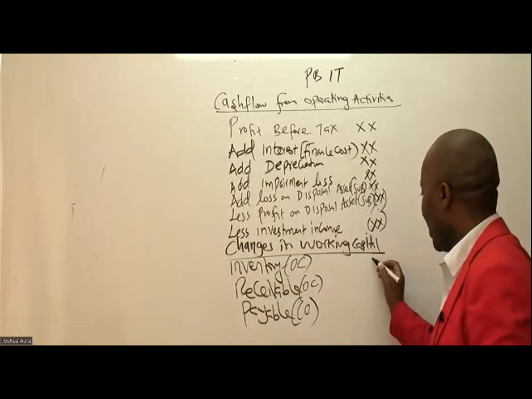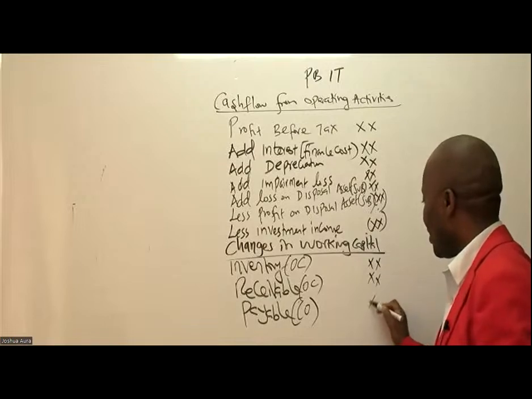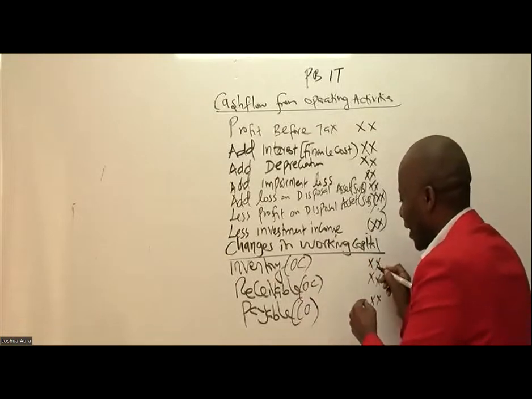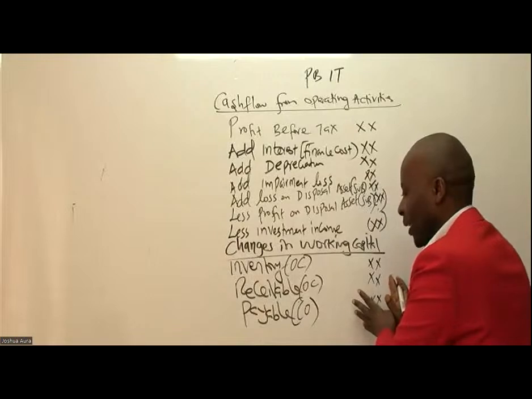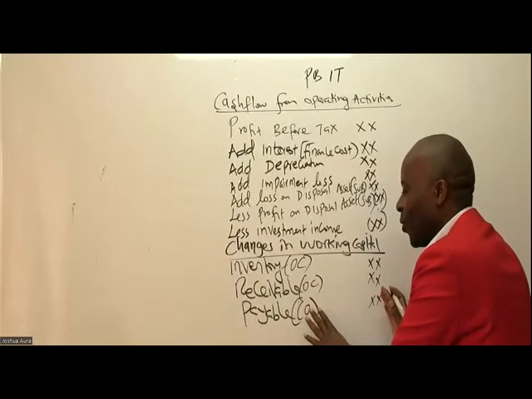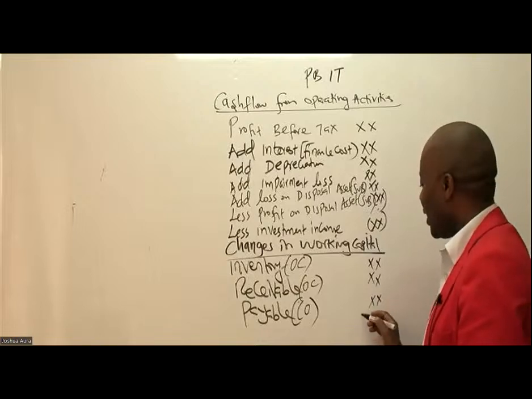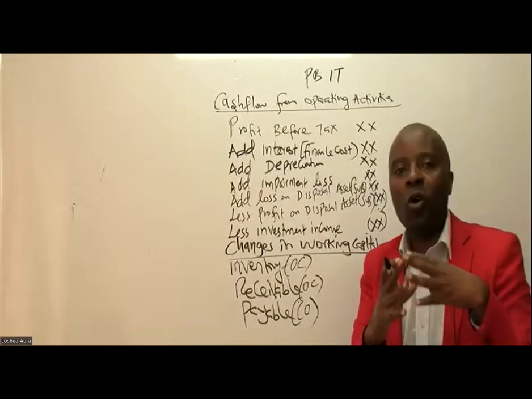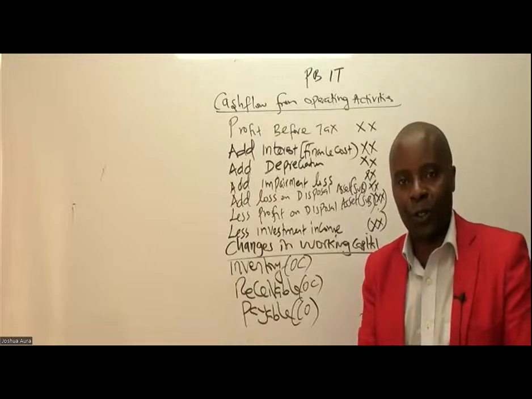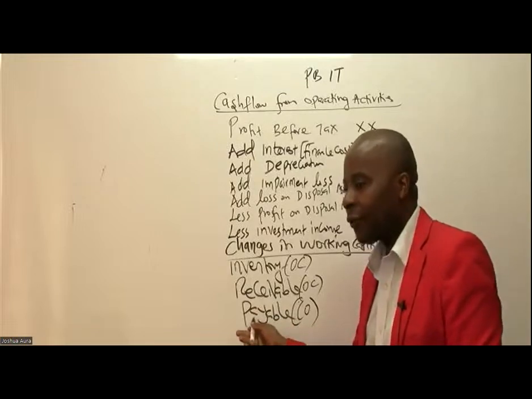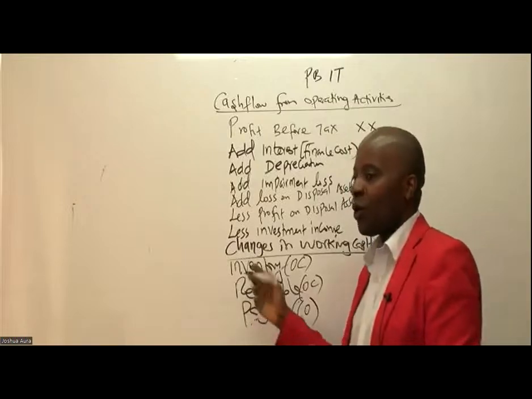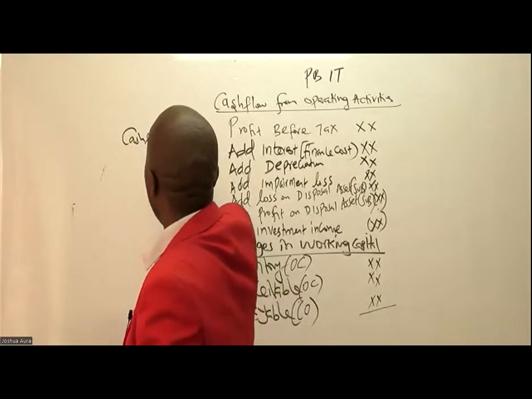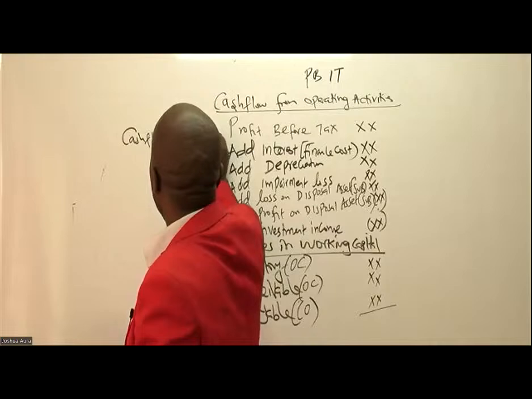So I'll have my figures here, depending on what I get. For example, if OC, opening minus closing, gives me a negative, I write negative. If it gives me a positive, I leave it positive, the same. So when I use the OC and CO, I'll be good to go. Then I consolidate everything here, and I'll be able to get what we call cash flow from operations.